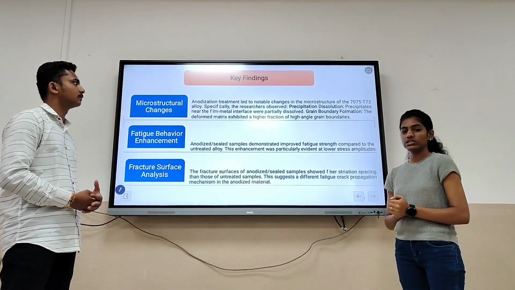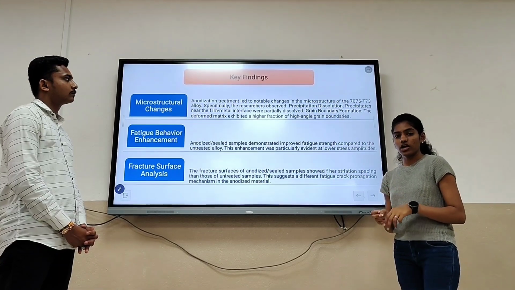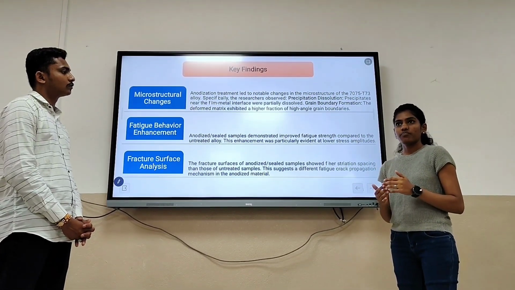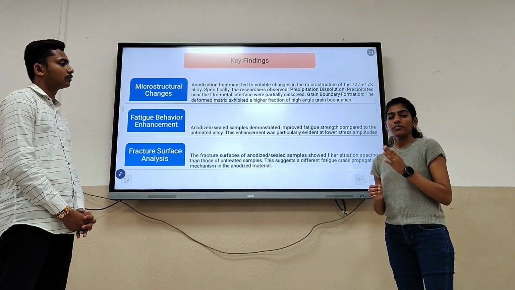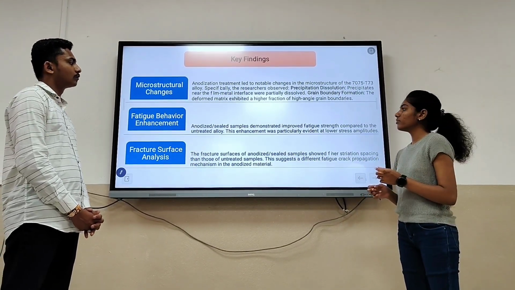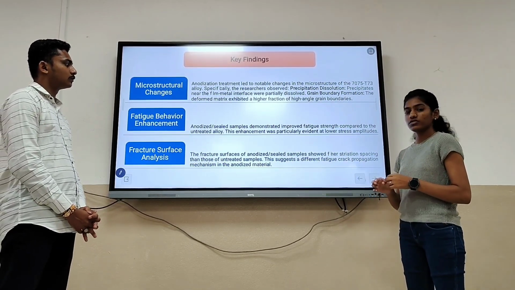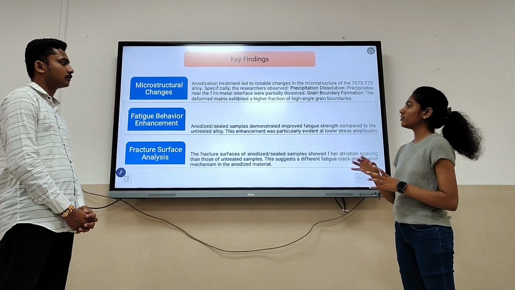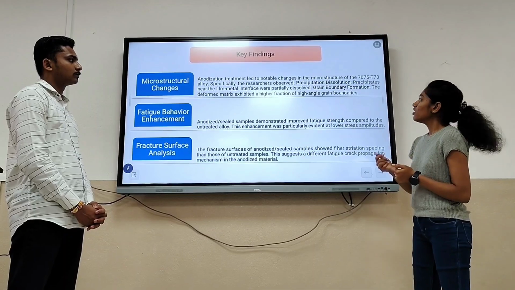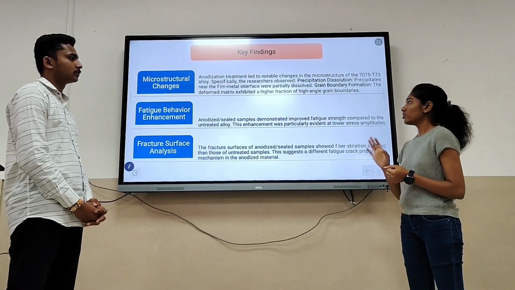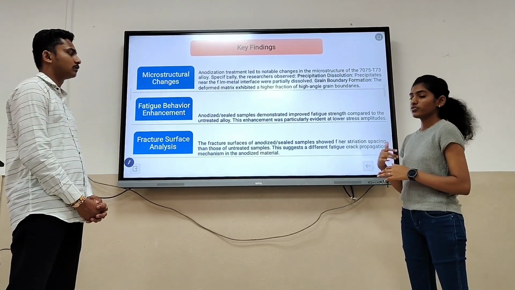In microstructural changes, they are observing precipitation dissolution. In this 7075 alloy, there are extra elements such as magnesium, zinc and silicon. The magnesium and zinc are dissolved in the aluminum matrix, but the silicon is not dissolved or only partially dissolved. So that's why they are seeing some precipitation, and also grain boundary formation. Due to anodization, some grain boundaries are formed, so they are observing that also.